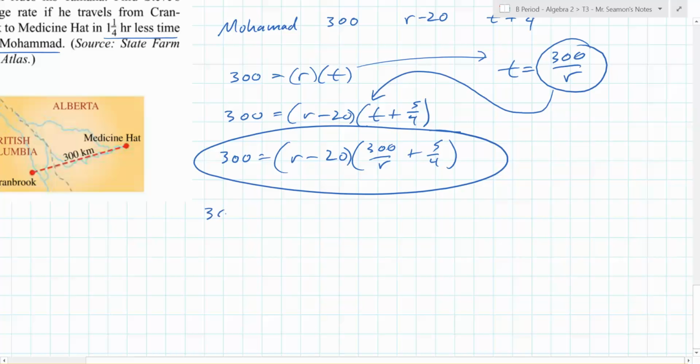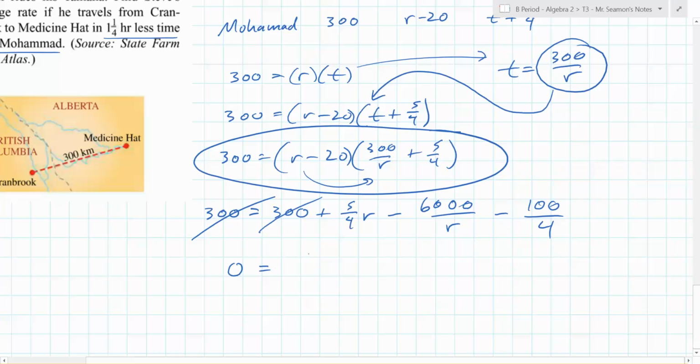So we have 300. What do we have to do on the right? Distribute. It's already been factored. So what's R times 300 over R? 300. And then 300 plus 5 over 4 R minus 6,000 over R minus 100 over 4. Hey, the 300s cancel. That's nice, right? So we have 0 equals 5 over 4 R minus 6,000 over R. Does everybody see where the 6,000 came from?